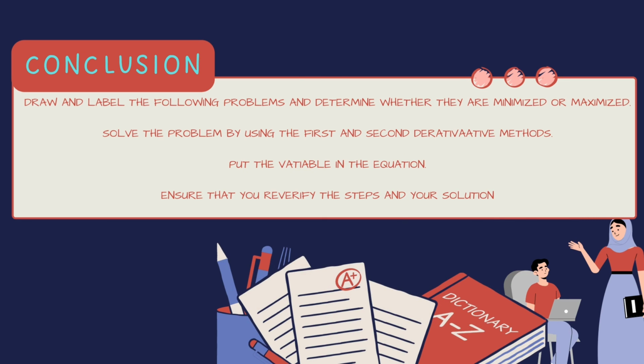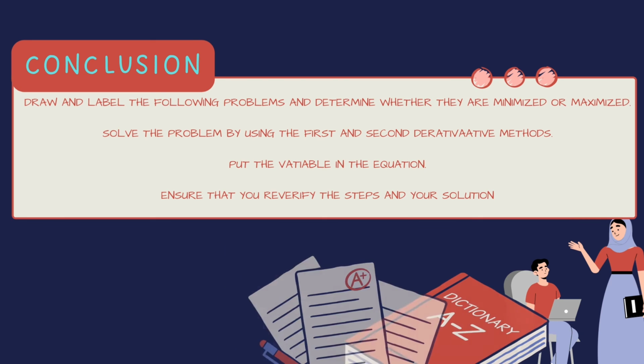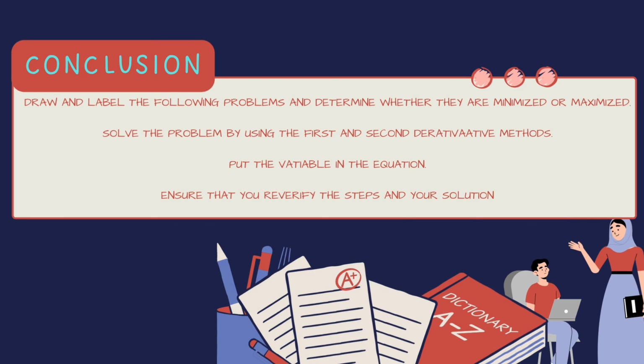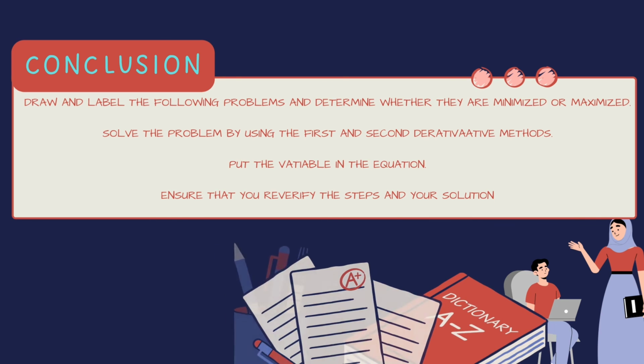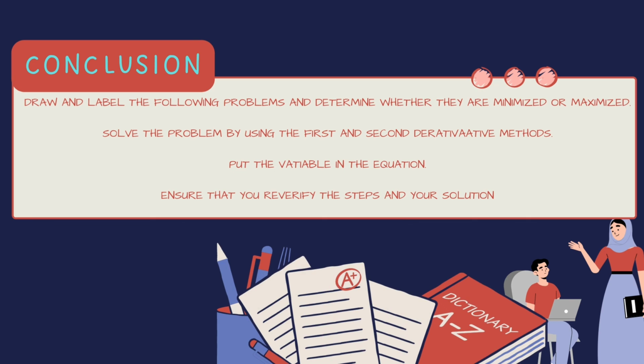And after that, for conclusion, draw and label the following problems and determine whether they are minimized or maximized. And then solve the problem by using the first and the second derivative methods. Put the variables in the equation. Ensure that you verify the steps and your solution.